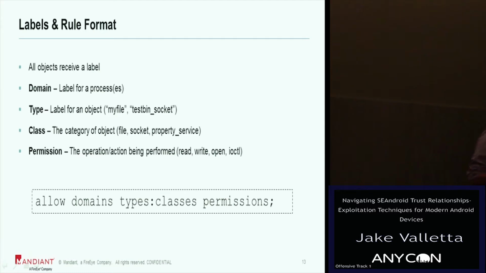Type is going to be the label for our object, so this is something you set. For example, you could call it myfile, which is not a good idea, but you could do that. The class is the category, which is to say these are defined categories by Google, things like files, sockets, property service. There's plenty more, but you don't need to edit these. You just basically say this is a file, and that's what you set the class to. And then the permission is the actual operation you're performing on the object. Read, write, open, ioctl, whatever you want to do to that particular class is going to be your permission.